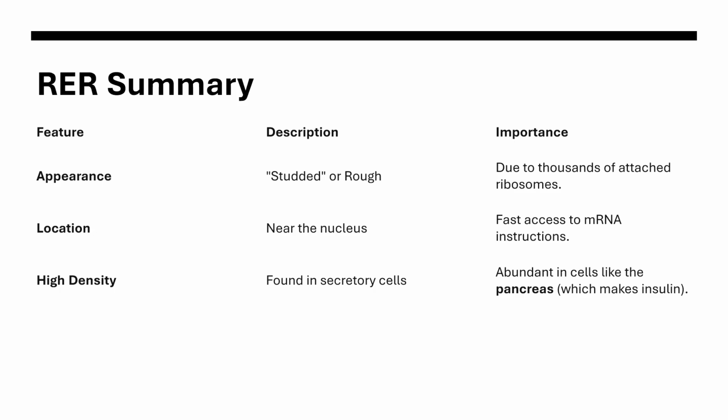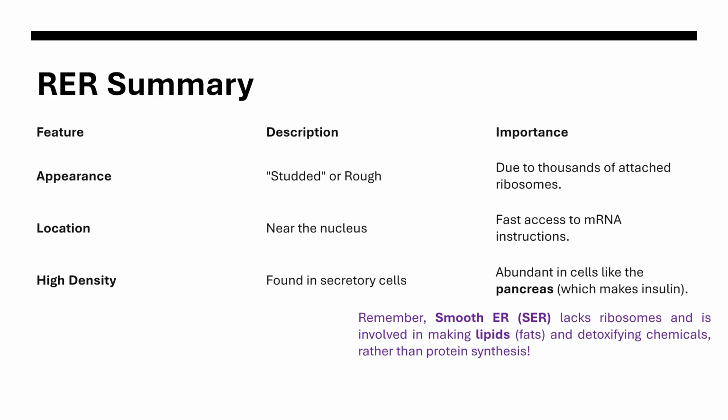notice the density. Not every cell has the same amount of RER. It is most abundant in secretory cells. For example, take the pancreas. Its job is to churn out massive amounts of the hormone insulin and digestive enzymes. Because these are all proteins destined for export, pancreatic cells are packed with rough endoplasmic reticulum to keep up with the high production demand. So remember, appearance tells you it is a factory, location gives it speed, and density tells you how much work that specific cell is doing for the rest of the body.